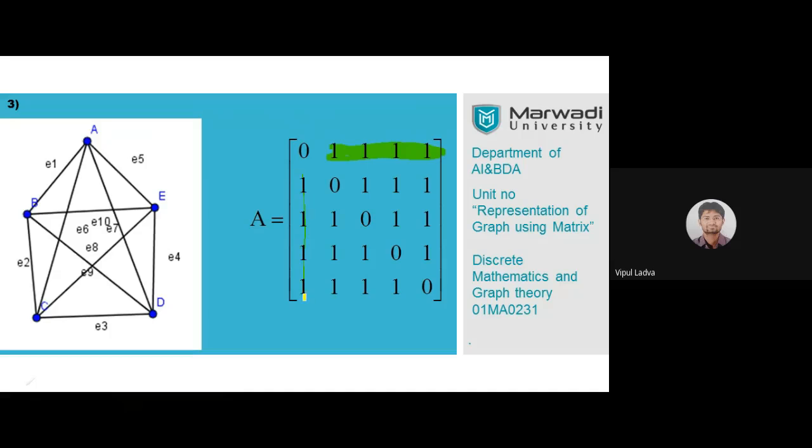And similarly, we are having 4 ones in the first column, is it? What does it reflect? It reflects the degree of vertex A. Similarly, in the second row, we will have 4 ones. And in the second column, we will have 4 ones. So this is what the adjacency matrix is about. Hopefully, you guys are good with this now.